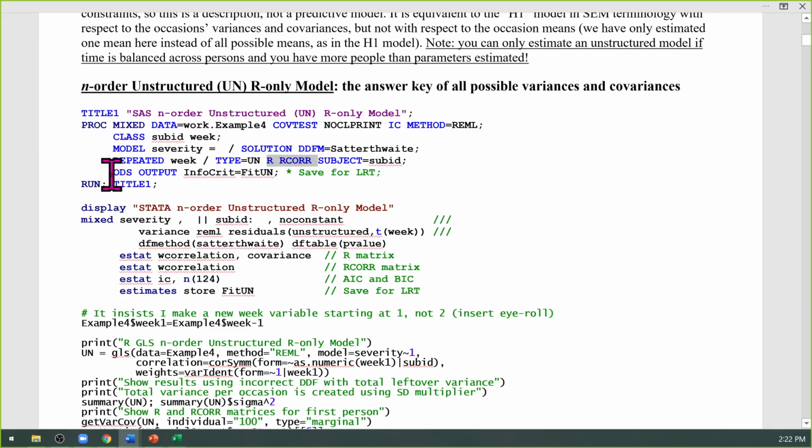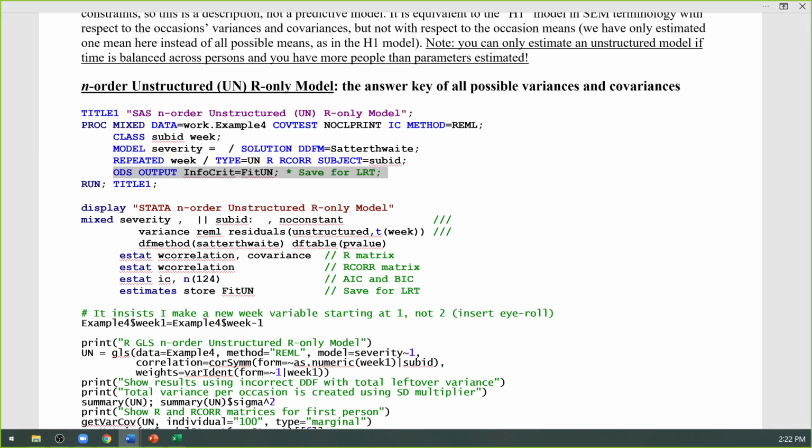And I am also saving the results of the fit statistics. So ODS output in SAS is a way to take the tables of output that you get and save them as SAS data sets. So this is necessary if you want to use the macro program that I wrote to do likelihood ratio tests for you. So I'm using that so that we can get the program to do all of the math for us.